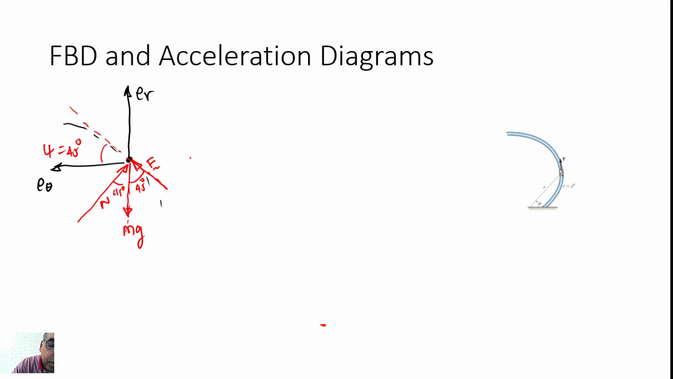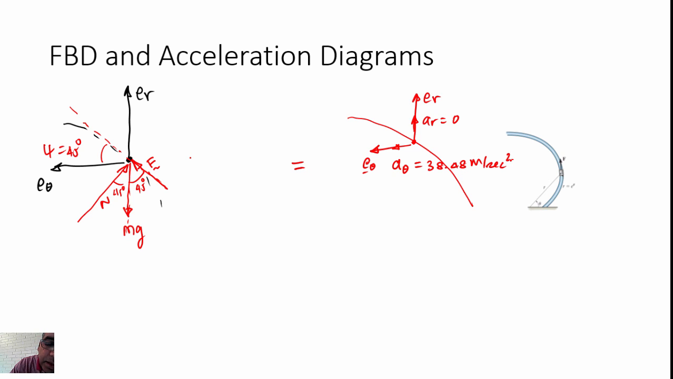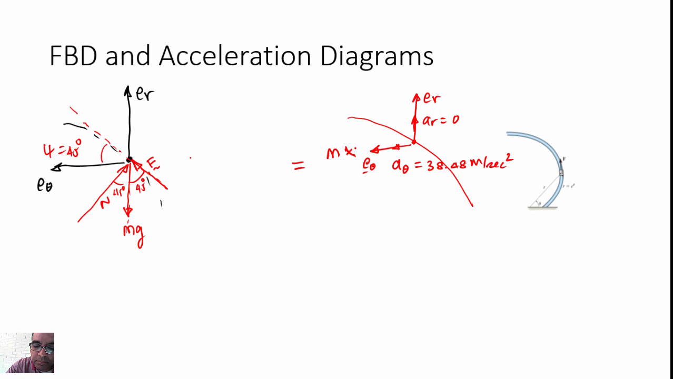So the sum of all the forces must be equal to the acceleration vector. Same way I'm going to draw. That's the curve, that's the point of interest. e r is like that, e theta is like that, and we found that a r equals 0, and we found that a theta equals 38.48 meters per second squared, going that way. And then this is mass times that.